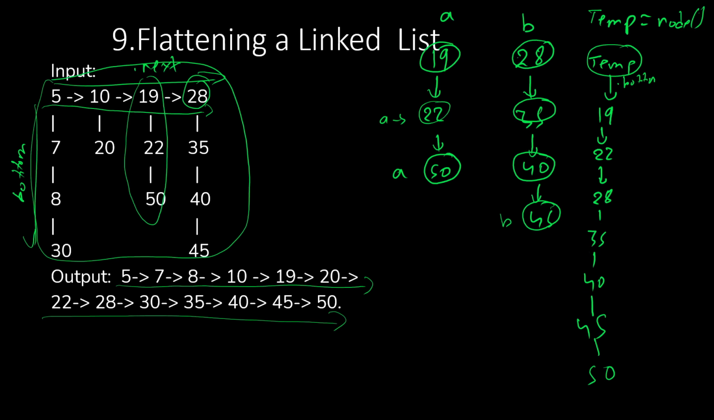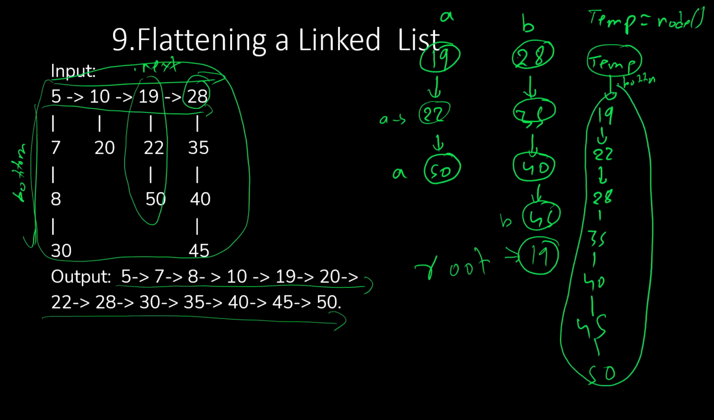Now what we're going to do is say the new root will be 19. We will be assigning this 19, and when we assign it like this, our new list will start from 19, 22, 28. Now 28, 35 will not be here. The newly sorted list will continue from this point.